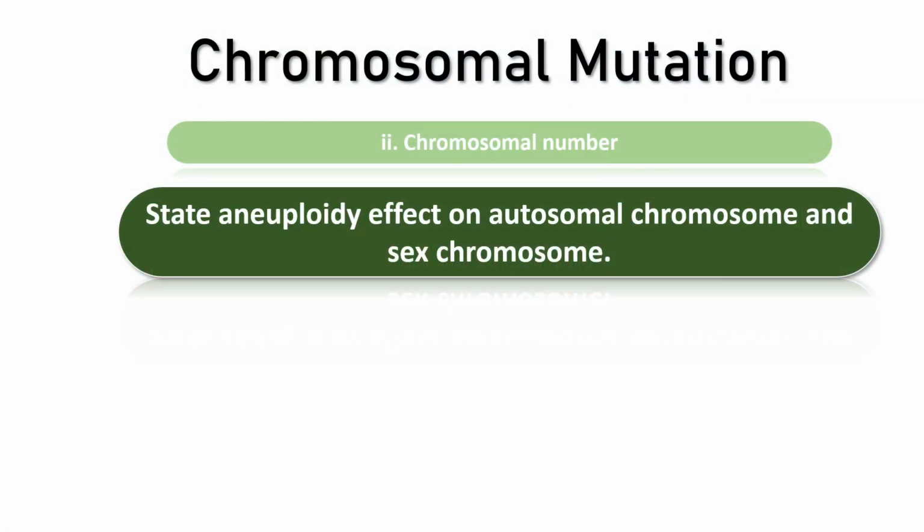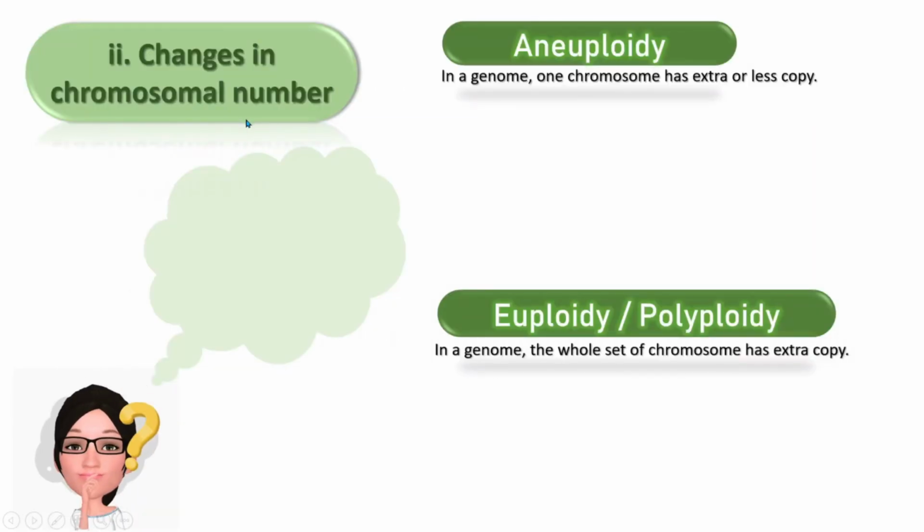The next type of chromosomal mutation is change in chromosomal number. By the end of this lesson, you should know how to state the effect of aneuploidy on autosomal chromosomes and sex chromosomes. Changes in chromosomal number divide into aneuploidy and euploidy, or polyploidy.